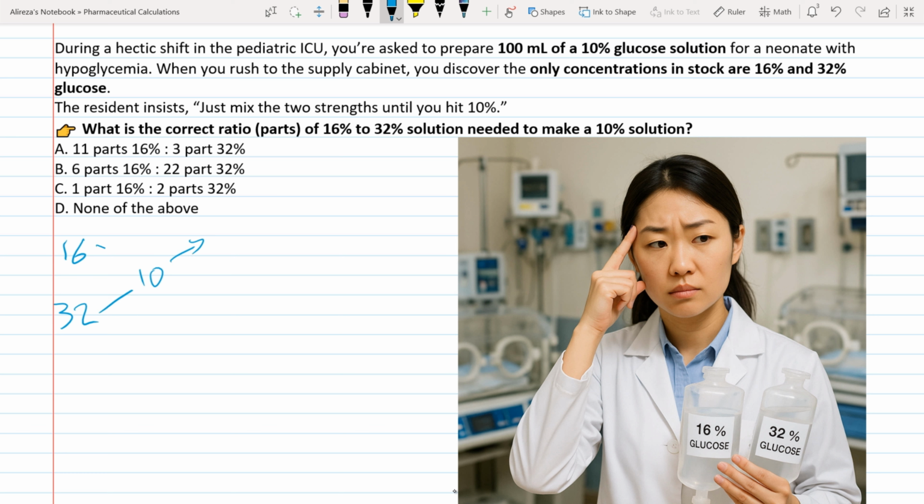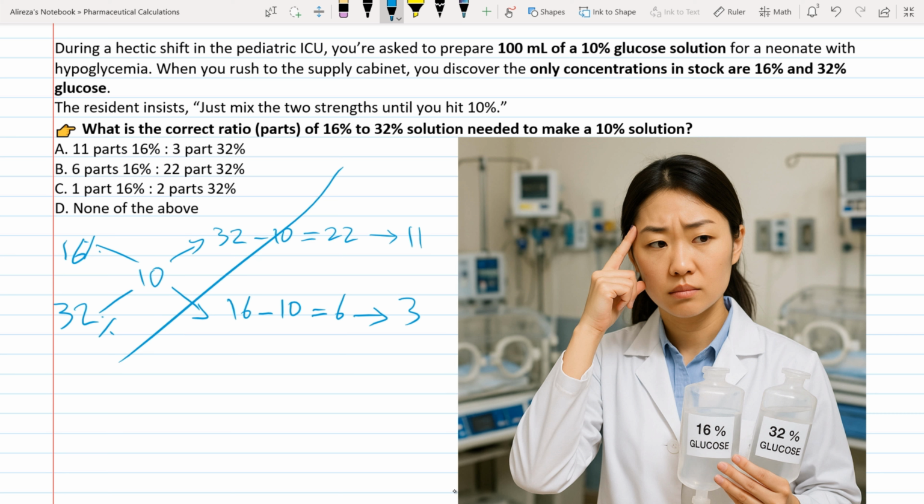If you do it this way, you will say that this is 32 minus 10, which is 22 parts of the 16%. And then here we will do 16 minus 10, so that's 6 parts of the 32%. And of course, you have the opportunity to simplify this. If you divide by 2, this is 11 parts, and this is 3 parts. So you have 11 parts of the 16% and 3 parts of the 32%.